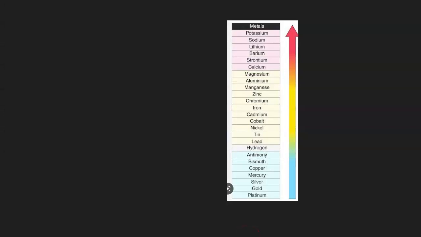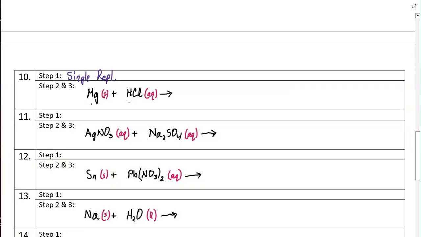Magnesium is up here. It's the first one in the yellow section. Hydrogen is further down below, so magnesium is higher than hydrogen. The reaction is going to happen. Hydrogen becomes the lone element. That's hydrogen gas. And the magnesium joins with the chlorine.